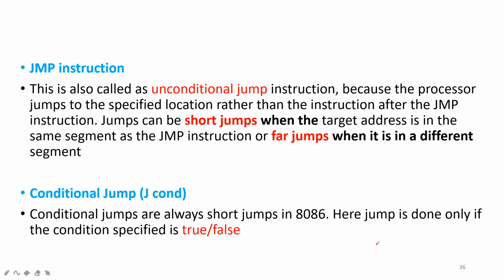Next, jump instruction, unconditional jumps. We have short jumps and far jumps. Depending upon the condition available in the program, I can go with short jumps or far jumps. Okay. So conditional jump, J, is true or false, depending on whether the condition is satisfied or not. Okay, this is conditional jump.